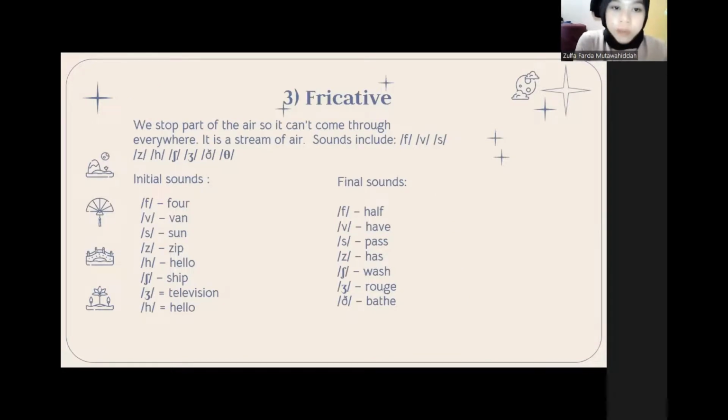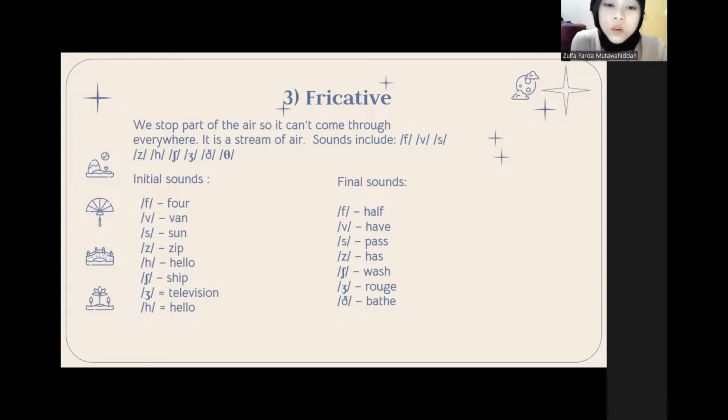Fricative, we stop part of the air so it can come through everywhere. It is a stream of air, while nasal and stop consonants involve a complete blockage of the vocal tract. Fricative sounds involve only a partial blockage of the vocal tract so that air has to be forced through a narrow channel. Sounds include r, f, v, s, z, h, sh, j, th, and z.